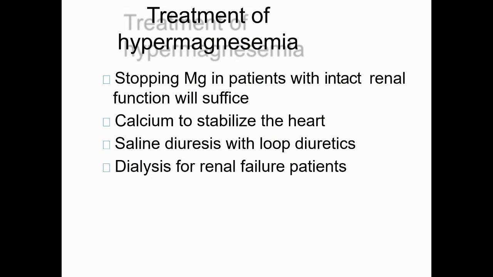Treatment of hypermagnesemia includes stopping magnesium, which is sufficient in patients with intact renal function. Sorry, that had been missed out earlier. Then calcium to stabilize the heart, saline with loop diuretics, and dialysis for renal failure patients. We have finished this, and we have started with electrolytes.